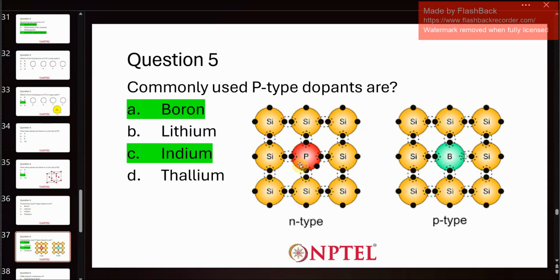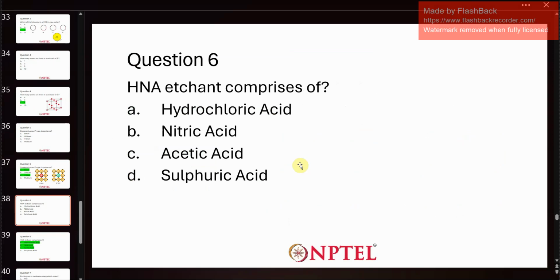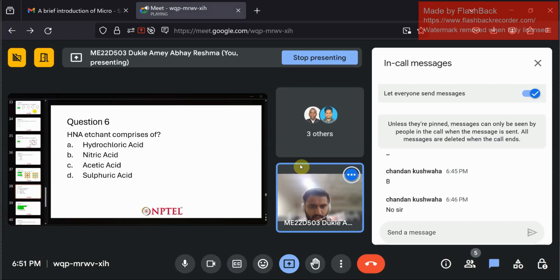So this is fairly known to everyone, so we'll just move to the next question. The next question is: the HNA agent comprises of hydrochloric acid, nitric acid, acetic acid, sulfuric acid. We had this, I discussed about this earlier as well. Can anyone take a guess?